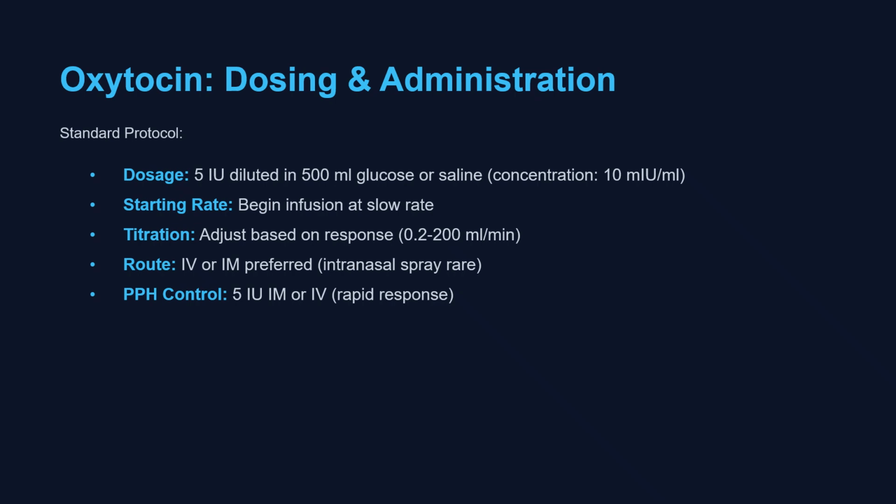Now, dosing and administration. The standard dose of oxytocin is 5 IU, which should be diluted in 500 ml of glucose or saline. The starting infusion should be slow, and the infusion rate should be accelerated based upon the response. So the main thing: the dosage is 5 IU, diluted in 500 ml of glucose or saline, beginning with a slow infusion.